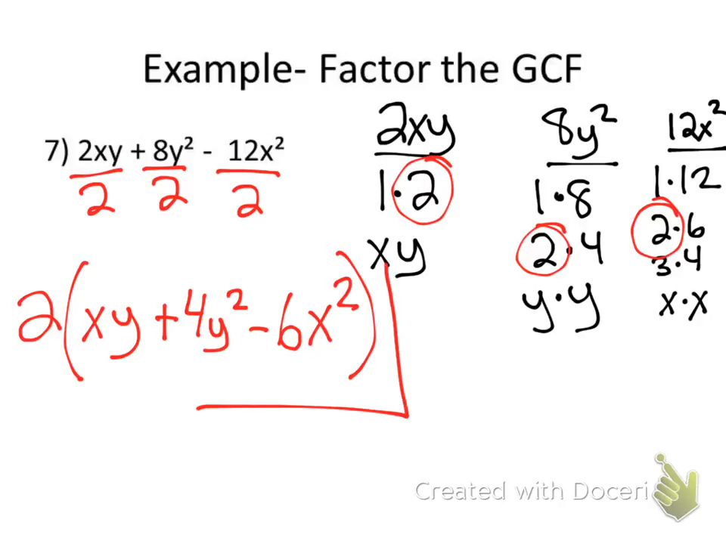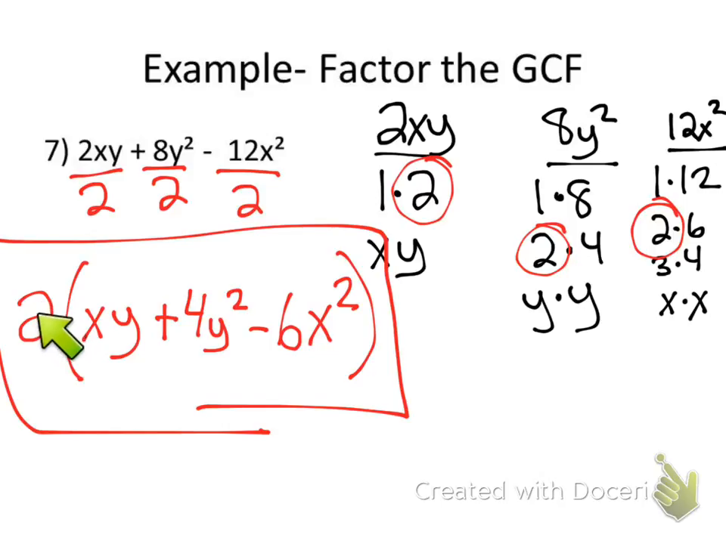To check your work, distribute that 2 back out. So here we'd have 2xy, good. Here we'd have 8y squared, good. And here we'd have negative 12x squared. So this does check out. If you want to check your work, great. It is something you can just do quickly in your head. Like I just checked it without even writing anything. It took me about 5 seconds. So I would encourage you to do that just to make sure you have everything lined up the way it needs to be. What are your questions?